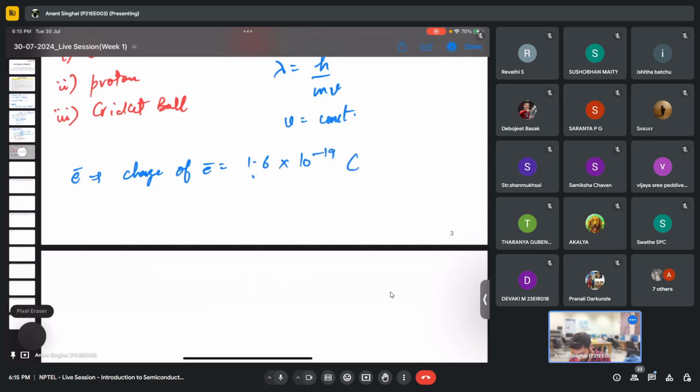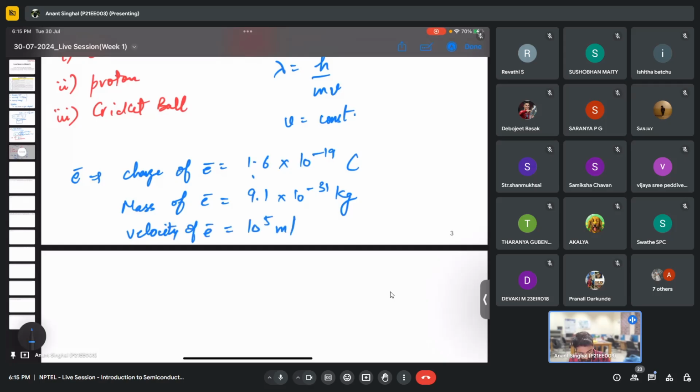Then what we know is the mass of the electron, just 9.1 times 10 raised to the minus 31, and this is in kg. Then let's say we are considering the velocity of the electron as 10 raised to the 5, which is the limit of the thermal velocity, meter per second. So we'll now calculate the wavelength.